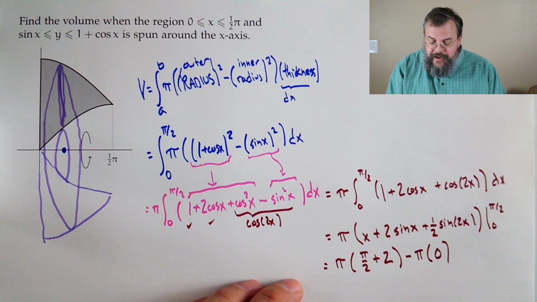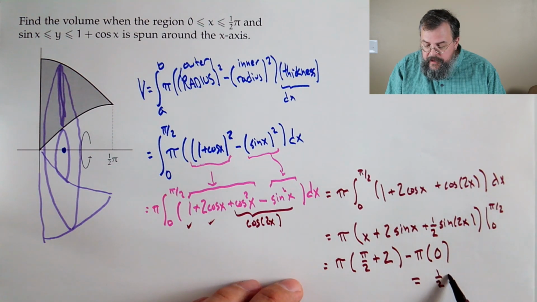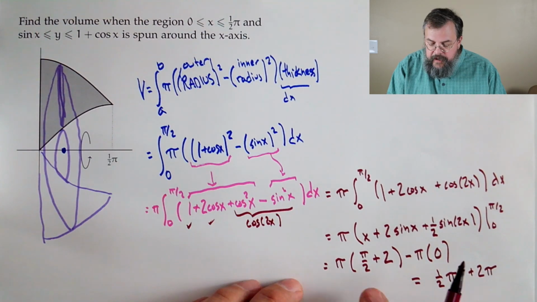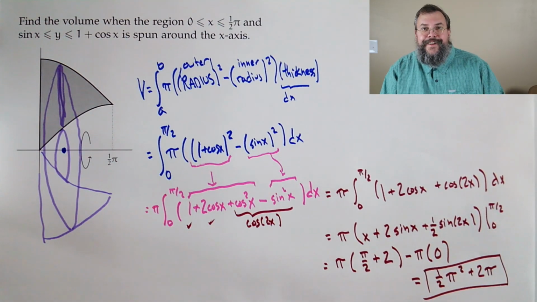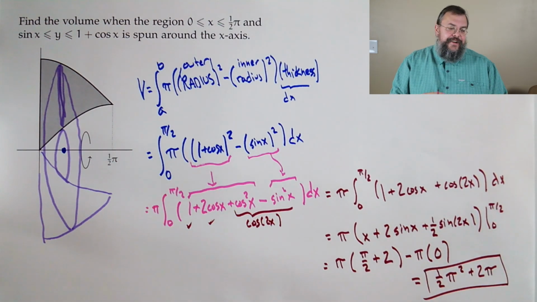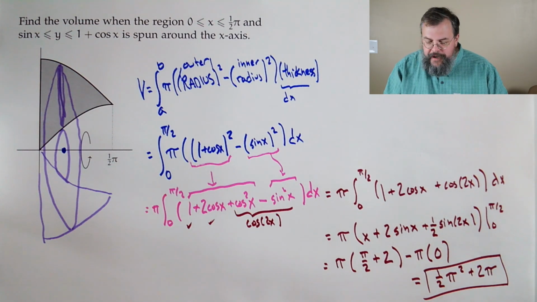Nice. So our final answer, we can say, is 1/2 pi squared plus 2 pi. Right? Because pi squared over 2 and 2 pi. And that's the answer. Nice. Good, clean fun. These problems are fun.